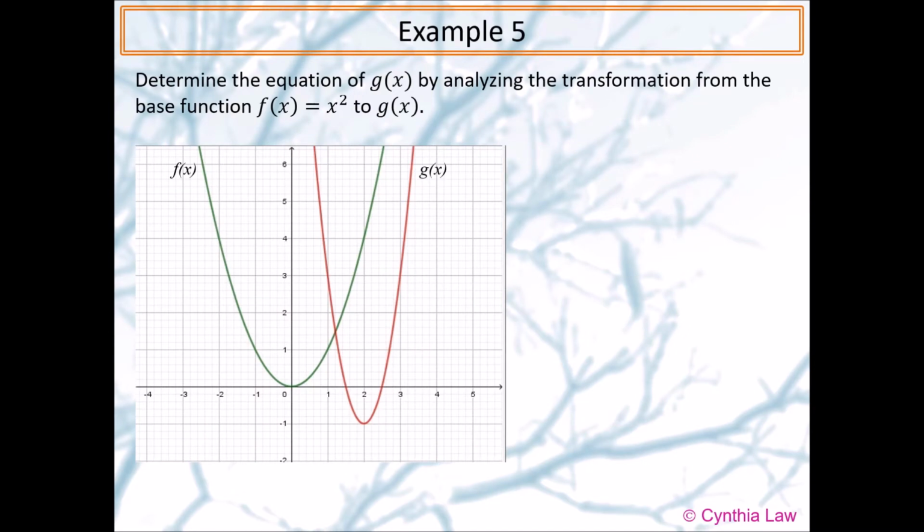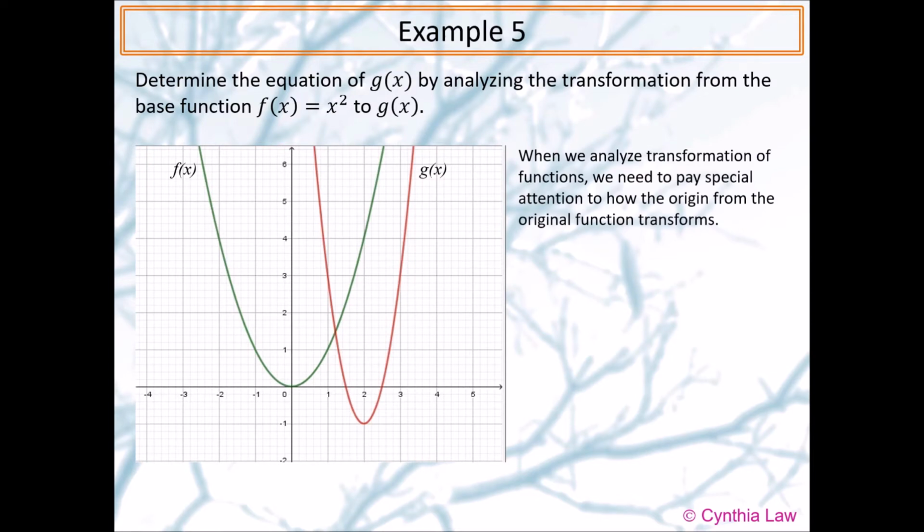Example 5. Determine the equation of g of x by analyzing the transformation from the base function f of x equals x squared to g of x. So we're given the graphs. We have f of x and g of x.